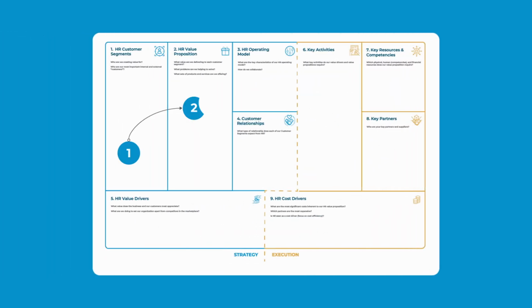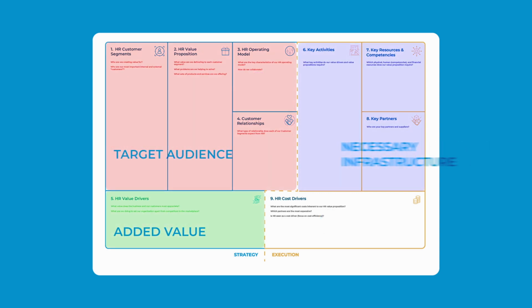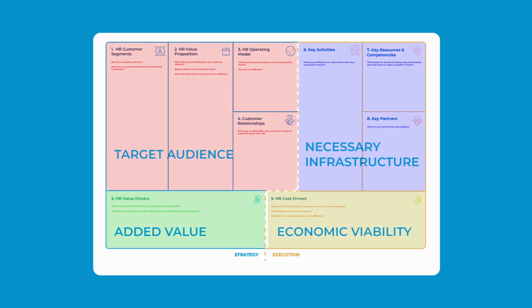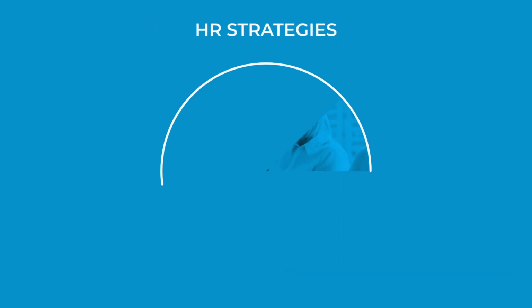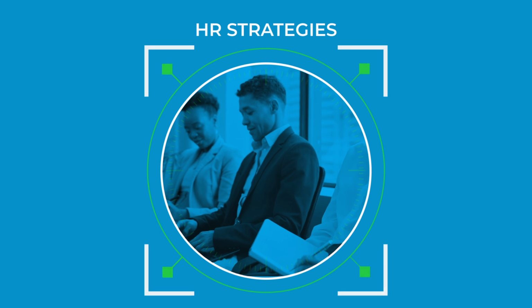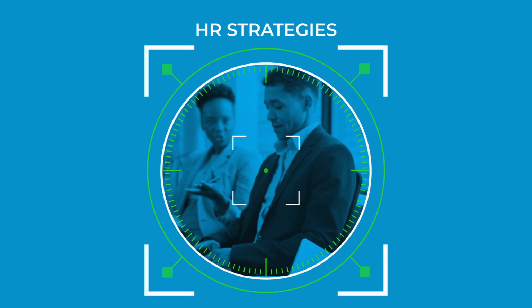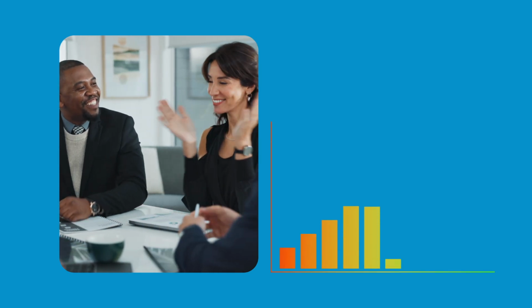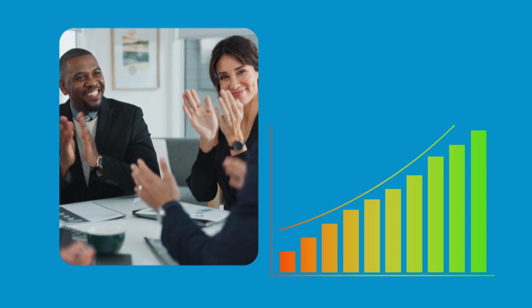Structured around 9 critical criteria split across 4 main areas: target audience, added value, necessary infrastructure, and economic viability, this model prompts you to center your strategies around your customers, who in this case are your potential and current employees. The primary goal here is to enhance the employee experience, thereby boosting the company's outcomes and competitive edge.